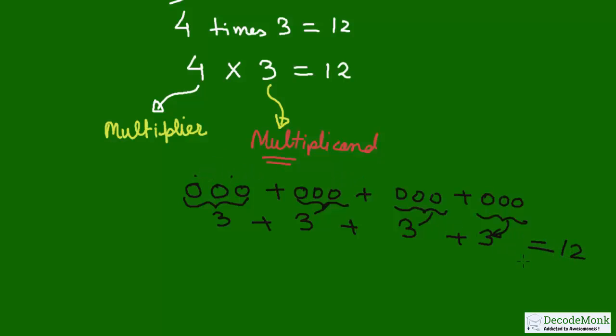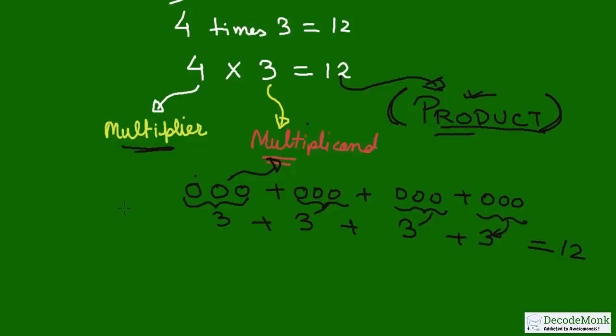This will come out to be 12, and this 3 is called the multiplicand, because this is the number which is getting added again and again, and how many times? 4 times, which is called the multiplier. And the result is called the product. You should know this product word, as it is very important if you want to solve questions successfully in exams. 3 into 4, which is the reverse of 4 into 3, is also 12.